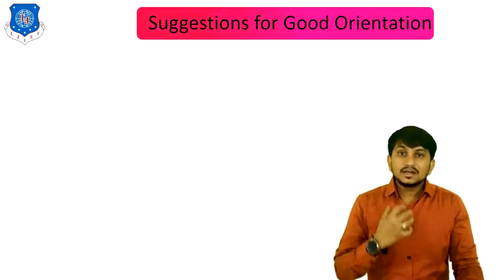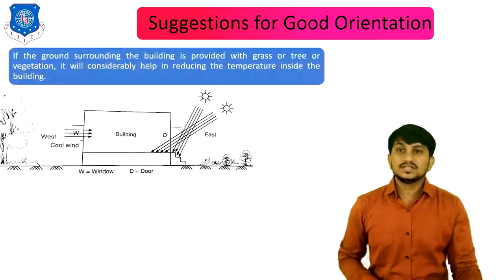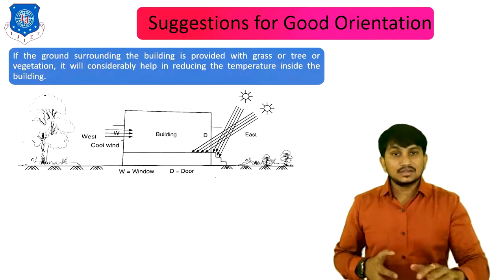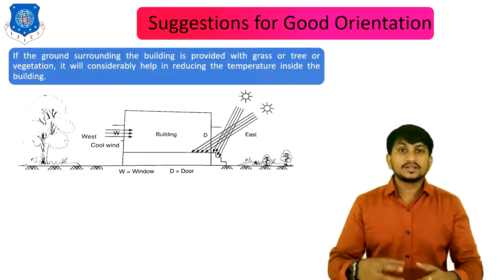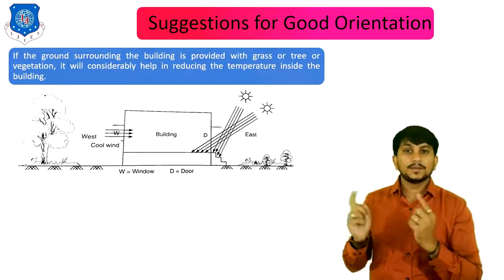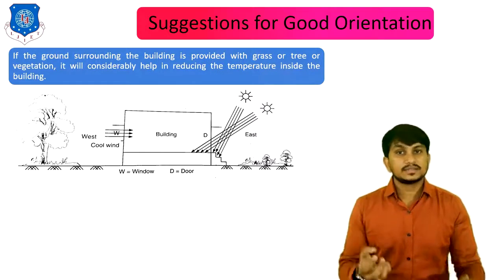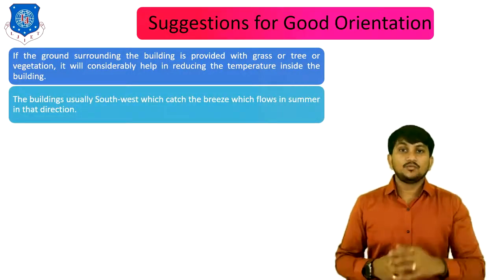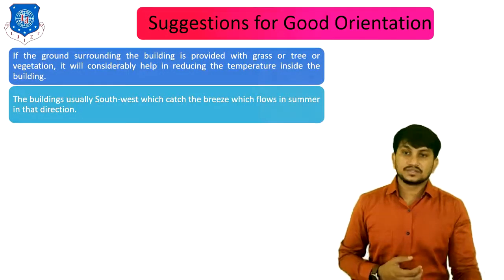Now let's understand various suggestions for good orientation of the building. First suggestion, if the ground surrounding the building is provided with grass, trees or vegetation, it will considerably help in reducing the temperature inside the building. If you provide a number of trees around the building, the overall temperature in the building is decreased. The buildings usually face southwest, which catch the breeze that flows in summer in that direction.